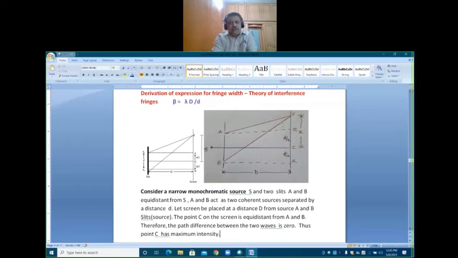P is any point on the screen which is at a distance x from C. A light wave from A reaches P, another from B reaches P. So you know that AP is one path length, BP is another path length. There is a difference between these two paths, that is what we are going to find out.